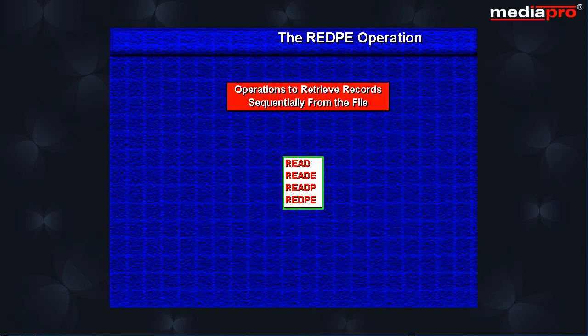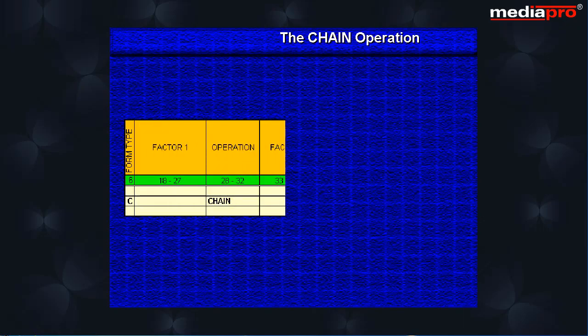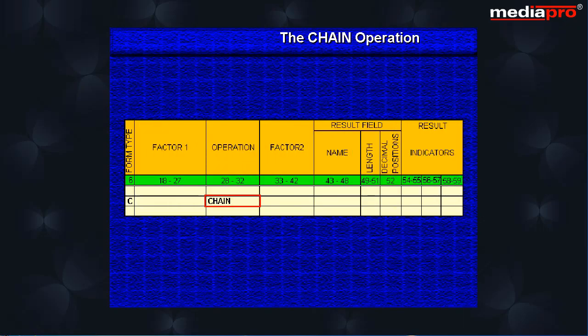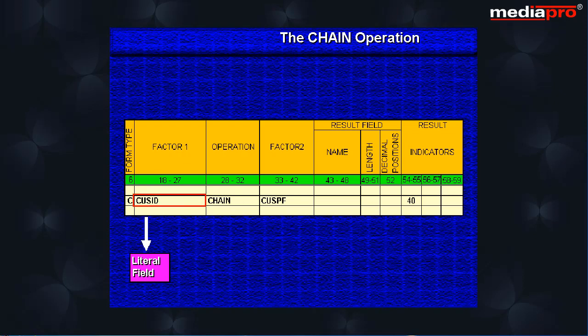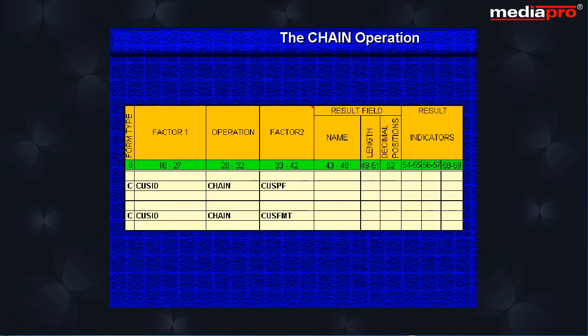The operations we saw until now were used to retrieve records sequentially from the file. The CHAIN operation can be used to retrieve records randomly from the file. An entry is required in factor 1 that contains the key value of the record to be read. It can be a literal or a field name. An entry is also required in factor 2, and it can be the file name or the record format name.